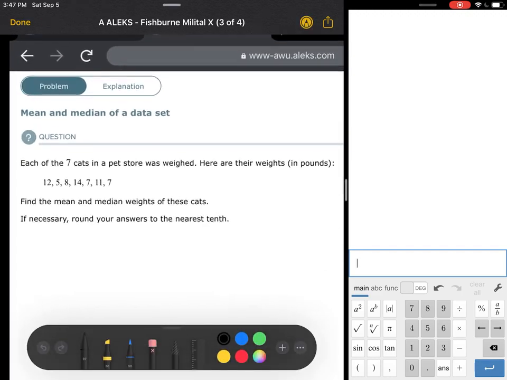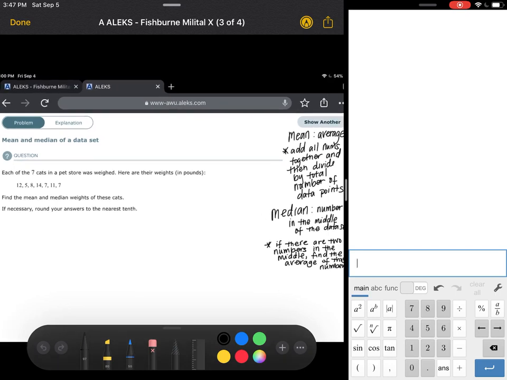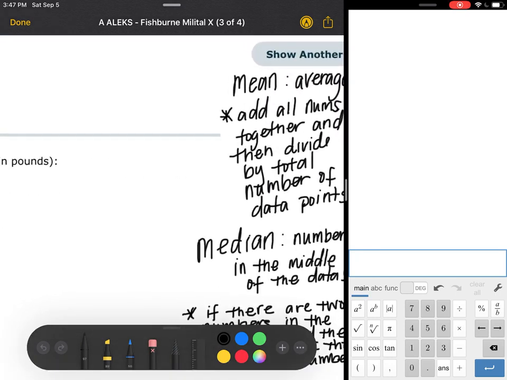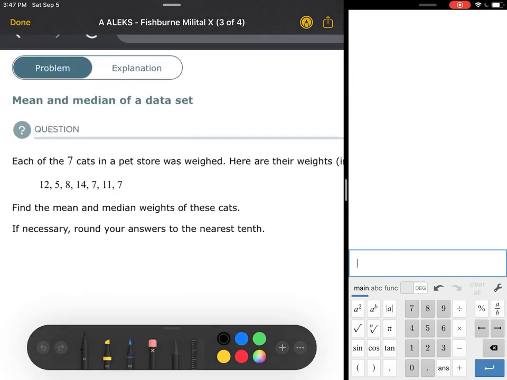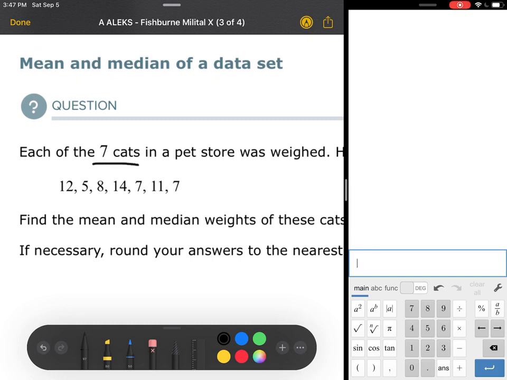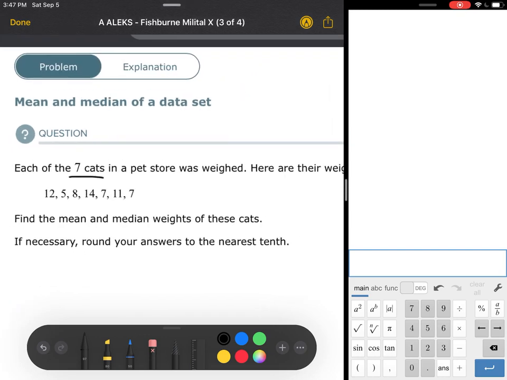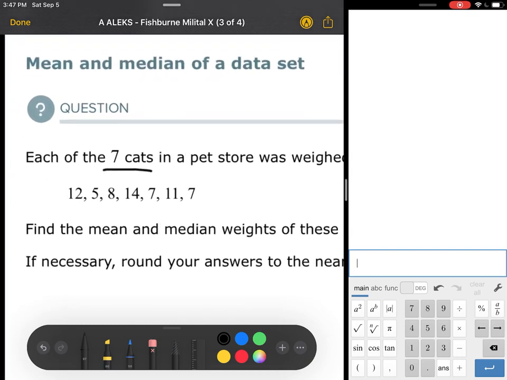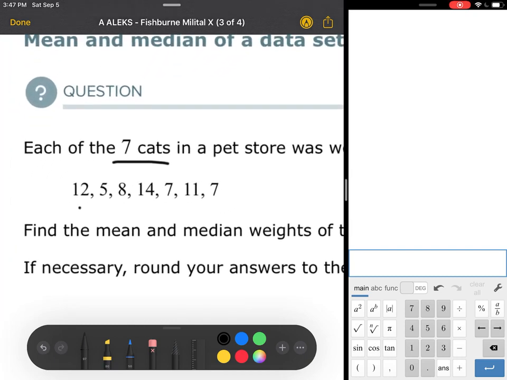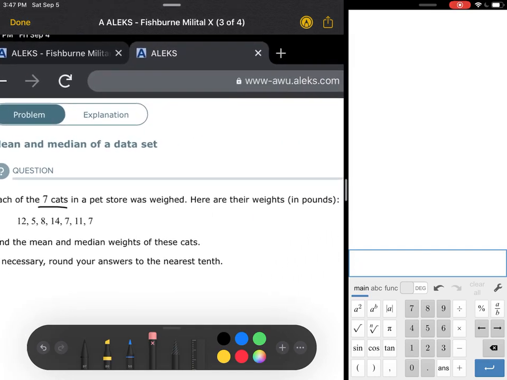So the first thing that I would tell you to do with this question is, well, let's just start with the mean, okay? So the first thing it tells you to do is add all the numbers together, right? And then divide. So let's figure out how many numbers we have. It tells us that there are 7 cats, but let's just take the time and count. It says each of the cats in the pet store is weighed. Here are their weights in pounds. Find the mean and the median. Okay, so I have 7 cats. I'm just going to double check: 1, 2, 3, 4, 5, 6, 7. That's a chunky cat. Anyway, so I have these 7 weights.